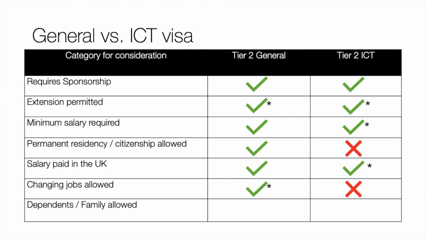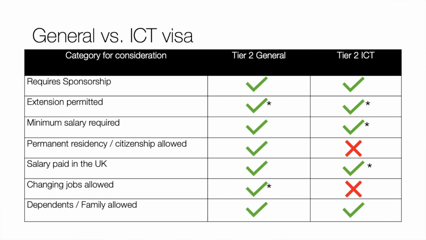Finally, dependents. The key thing is on both visas, you can have dependents come in, provided you get a dependent visa for them. So in each scenario, it's called a Tier 2 General Dependent or Tier 2 ICT Dependent visa. And so your partner, your spouse, your children can come and live in the UK whilst you're here.